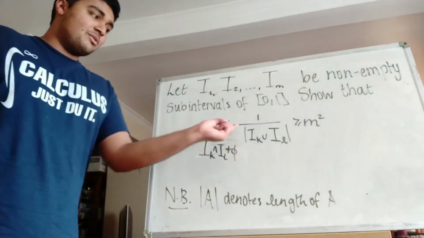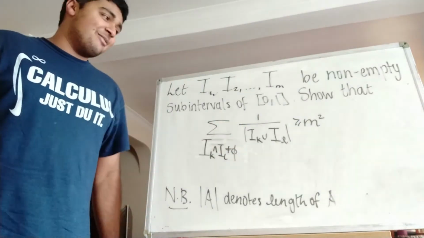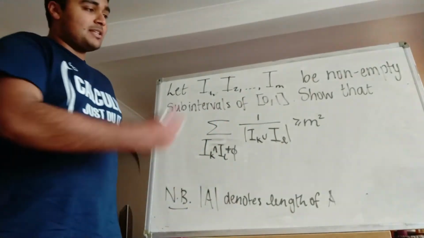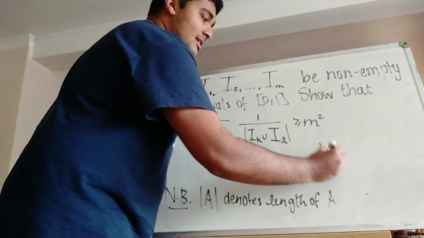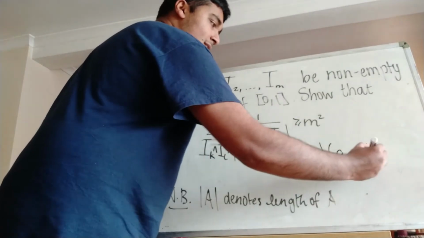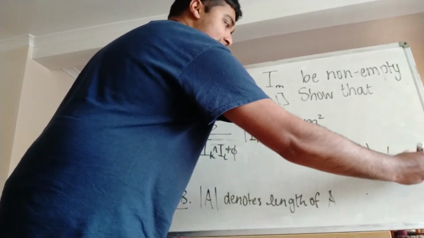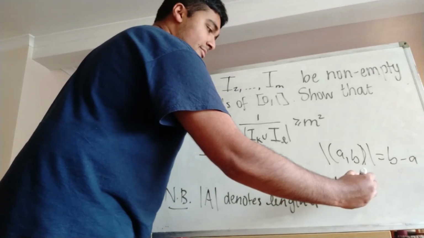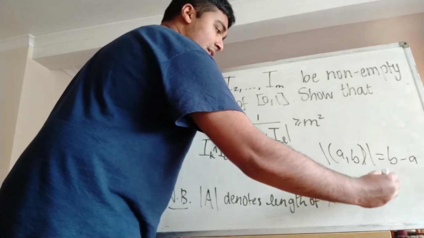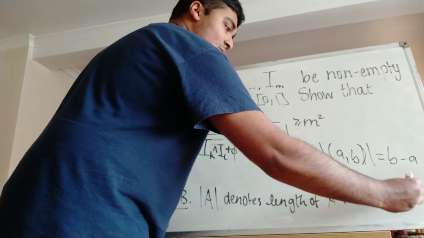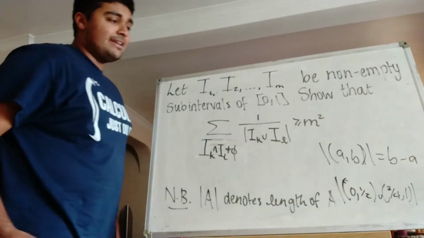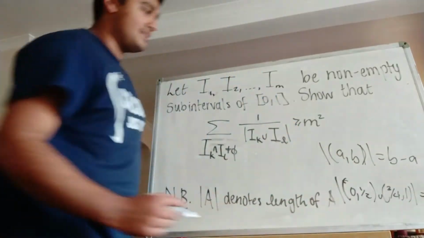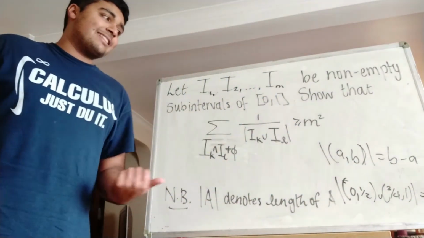So I've introduced this cardinality-looking notation, but this doesn't mean cardinality, this means the length of a set. Because we're looking at intervals, the length of, say, the interval [A, B] would just be B minus A, and say the length of [0, 1/2] union [3/4, 1] would be a half plus a quarter, which is 3/4. So that's what we mean by the length of a set.